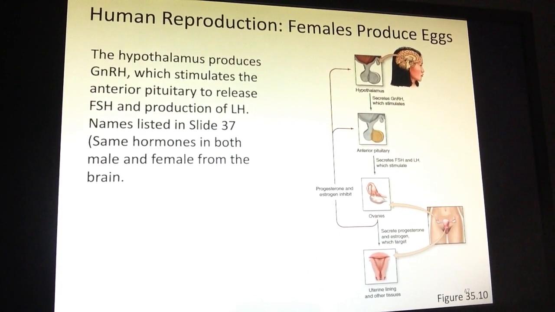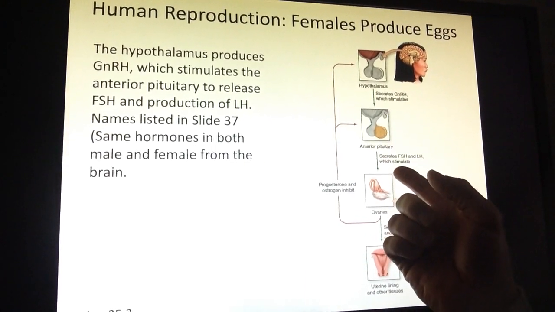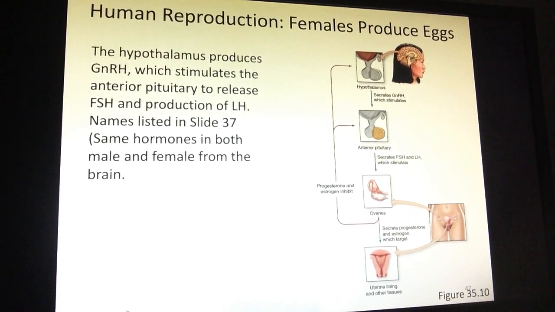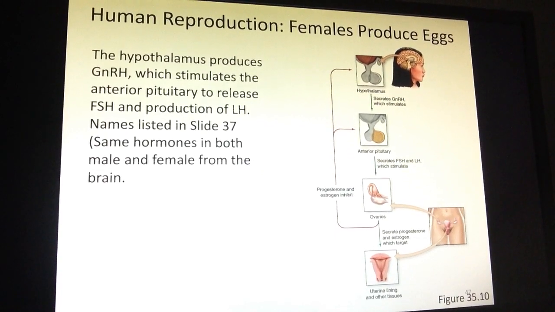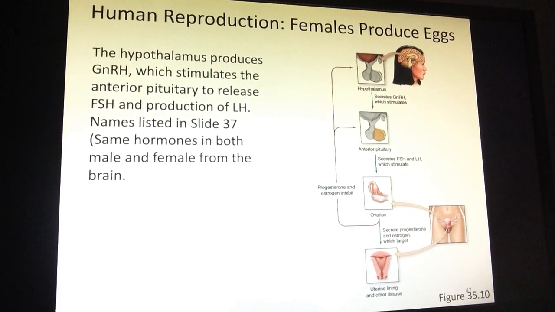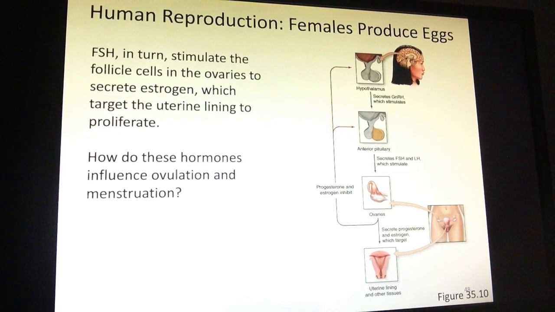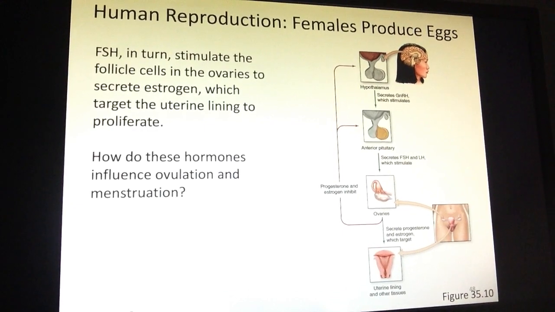Now the difference between males and females is that LH isn't released from the pituitary gland. It is stored, and it is stored till about day 14. And when LH is released, then that is the trigger for ovulation of the egg from the ovaries. All right, so FSH stimulates the follicle cells to do what they do, which is produce estrogen.